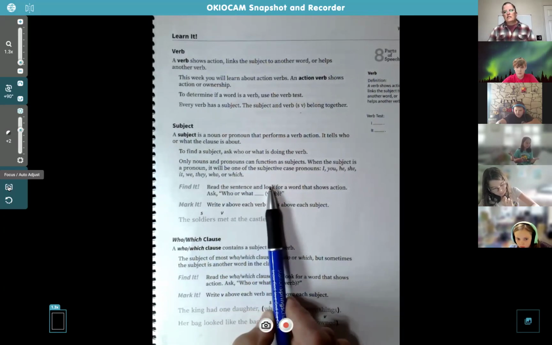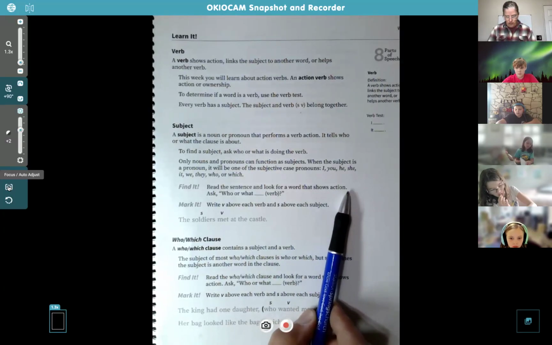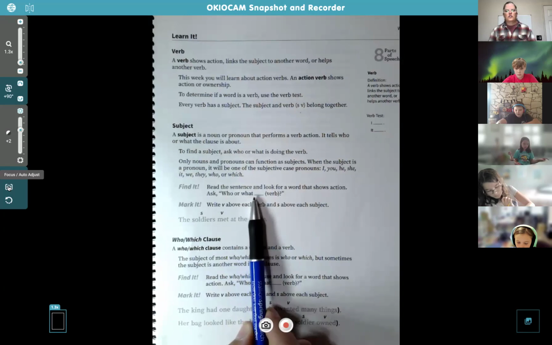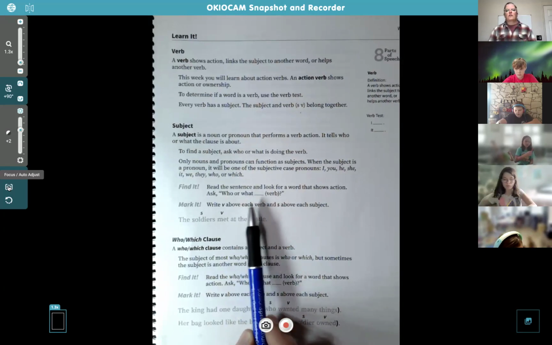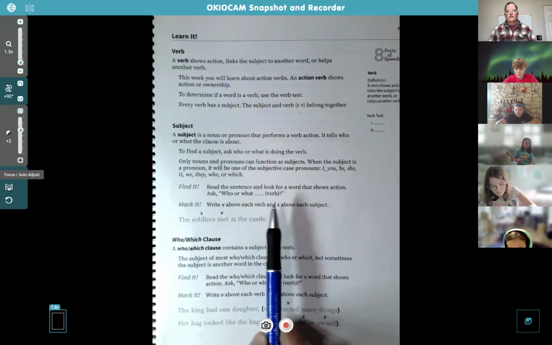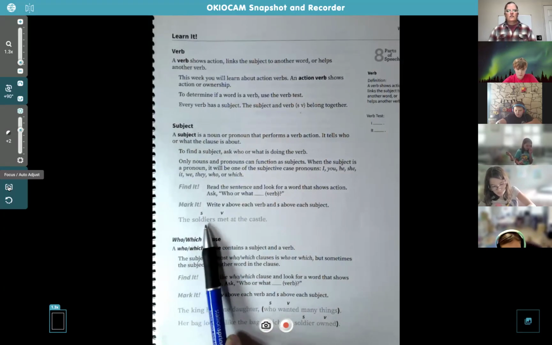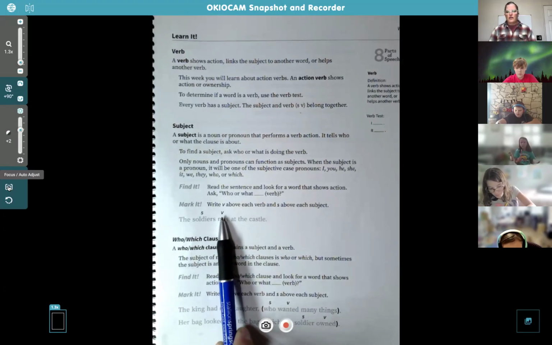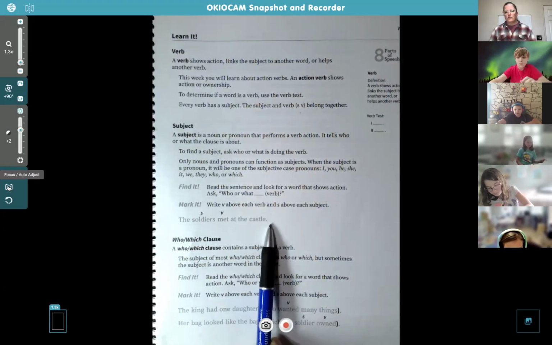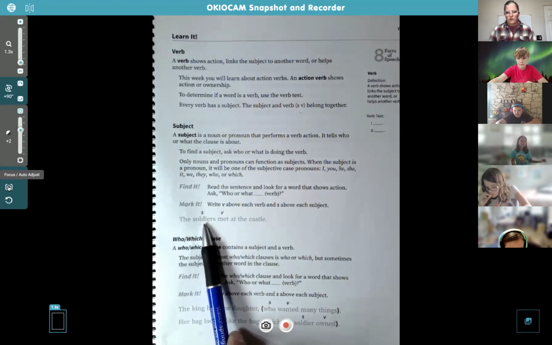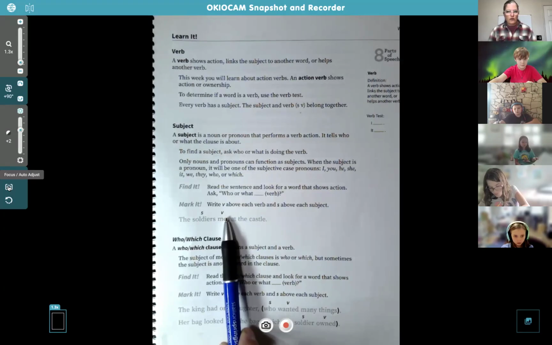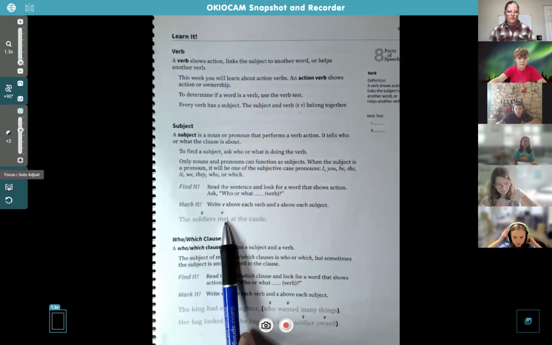All right, so you're going to read the sentence and look for a word that shows action. Mark that with a V for verb. And then you ask who or what is doing that verb, and then you mark the subject with an S. So it's going to look like this. The soldiers met at the castle. I know the word met is a verb. See how they have a V there for verb? And then if you ask yourself, who met at the castle? Oh, the soldiers. Soldiers is the subject. So see how we do S and V. That's how you're going to mark these now in this book, okay?